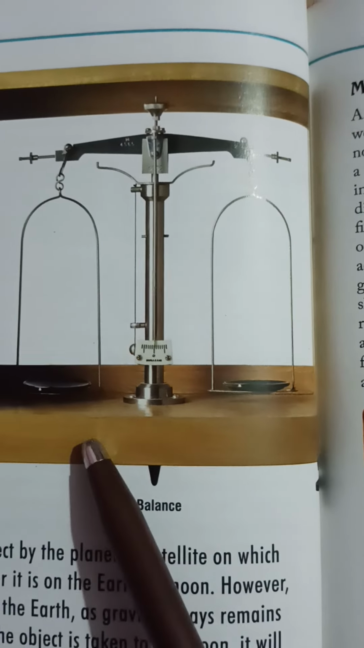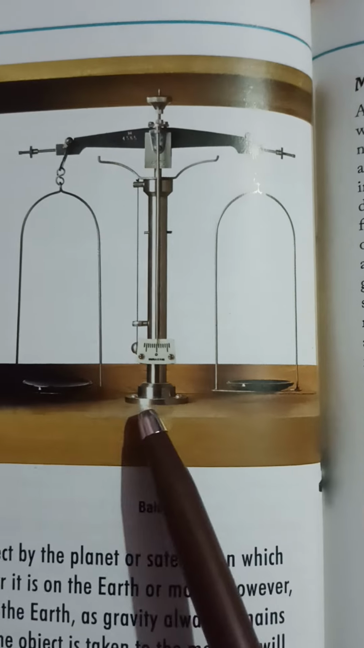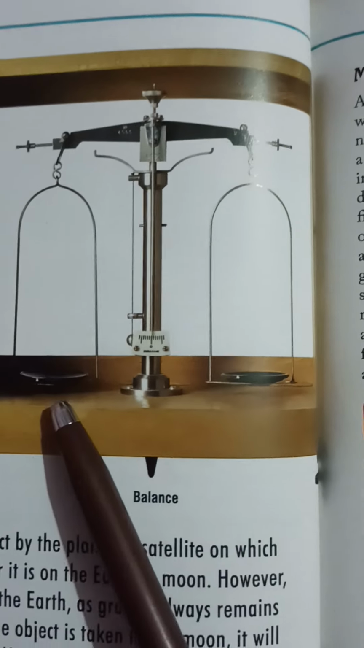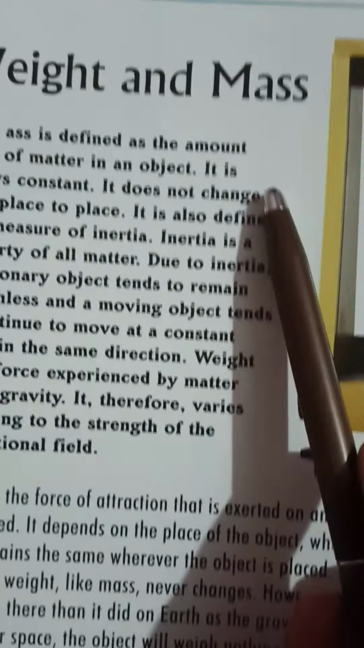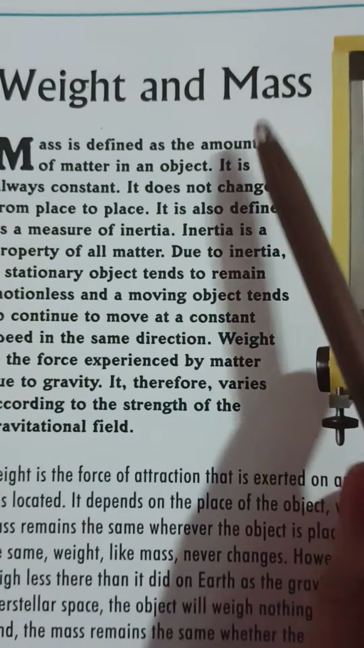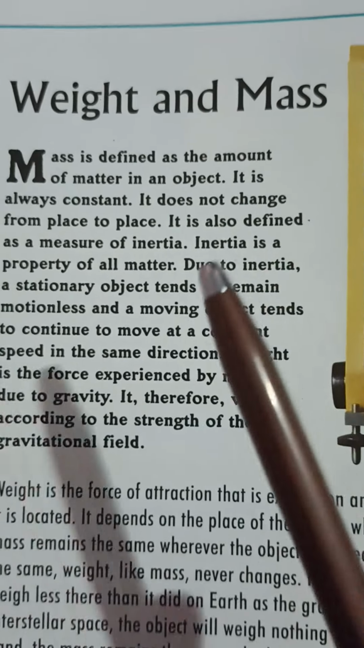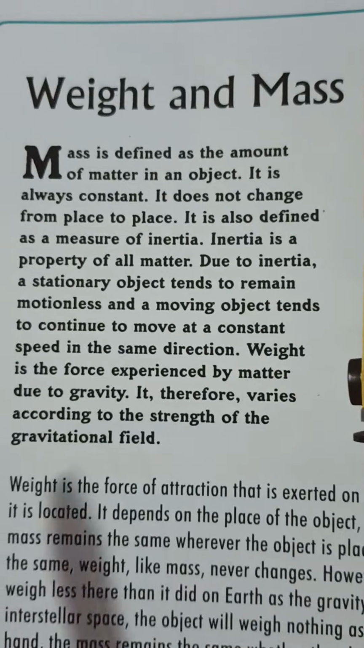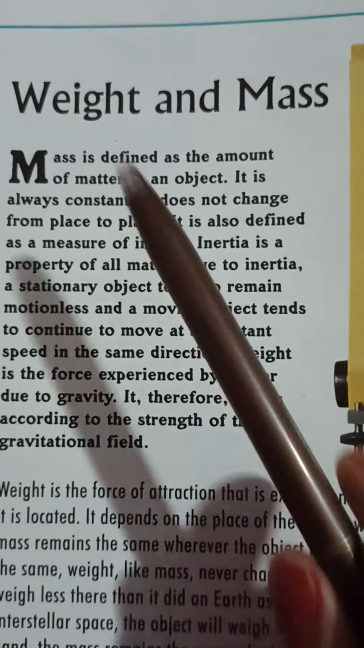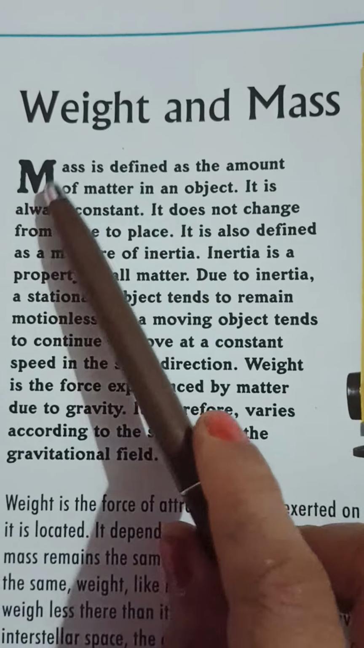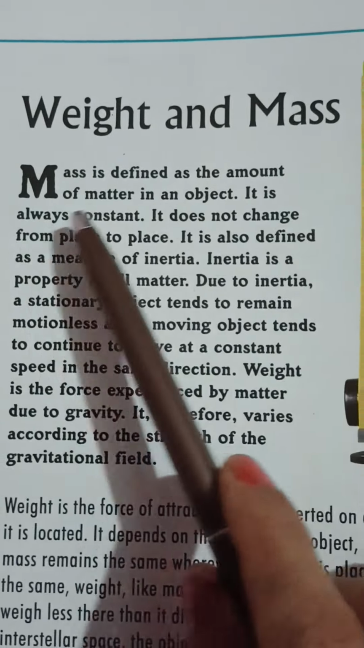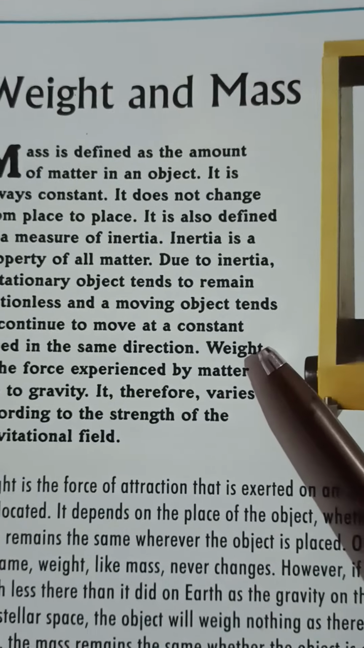तो आज हम इस क्लास में ये जानेंगे कि वज़न और द्रव्यमान, weight and mass, what is the difference between weight and mass. Today we will study and understand the concept clearly. So let's start. First of all, here mass is defined as the amount of matter in an object.